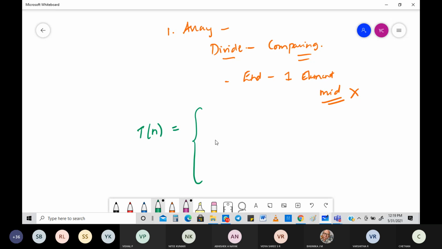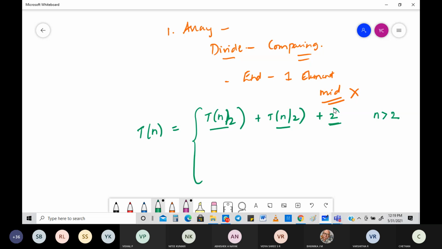What is the starting equation? The starting equation is T(n/2) plus T(n/2) plus 2. This is if the number of elements is greater than 2. What do you call this? You are dividing the left part. What do you call this? You are dividing the right part. What do you call this 2?